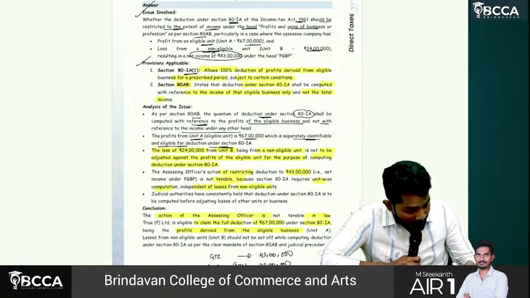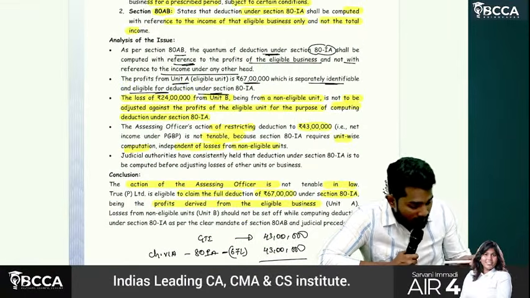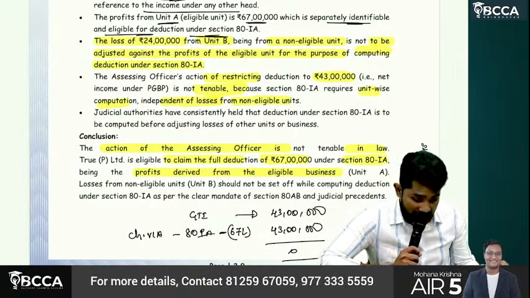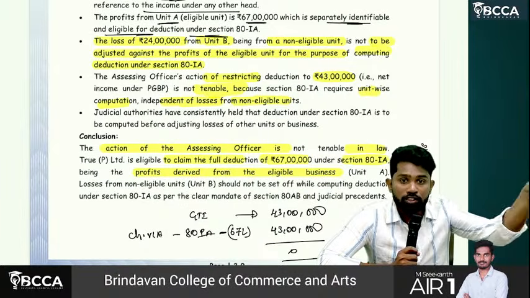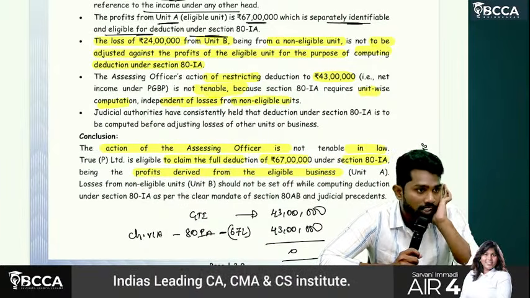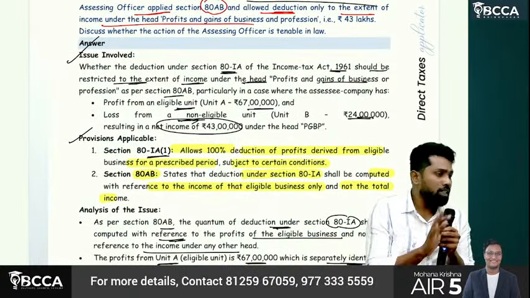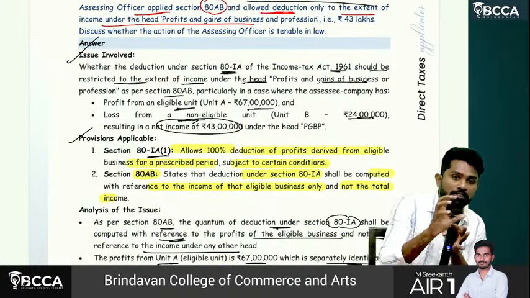Understand, sir? So by reading only this question, you may misunderstand. Okay, maybe the deduction that can be claimed is how much? 67 lakhs, and gross total income also you may take as 67 lakhs. That is not correct, sir. Actually, the answer framing itself is poorly done. They didn't answer it properly.